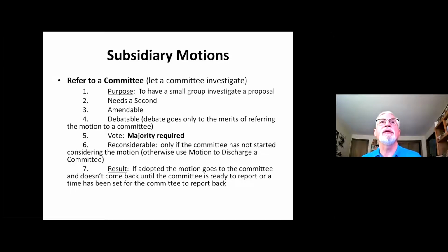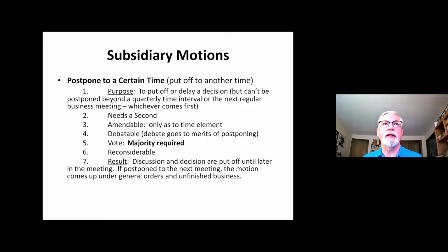If you want to refer to a committee, that's another way to handle a motion. It would need a second, and a majority vote would be required. If you want to postpone action on the motion to a certain time, you can make the motion to postpone. It needs a second, and it would be a majority decision to postpone discussion. You should just note that you can't postpone it forever, and it should be to the next board meeting, which according to Robert's Rules shouldn't be more than a quarter of the year away from the current meeting.